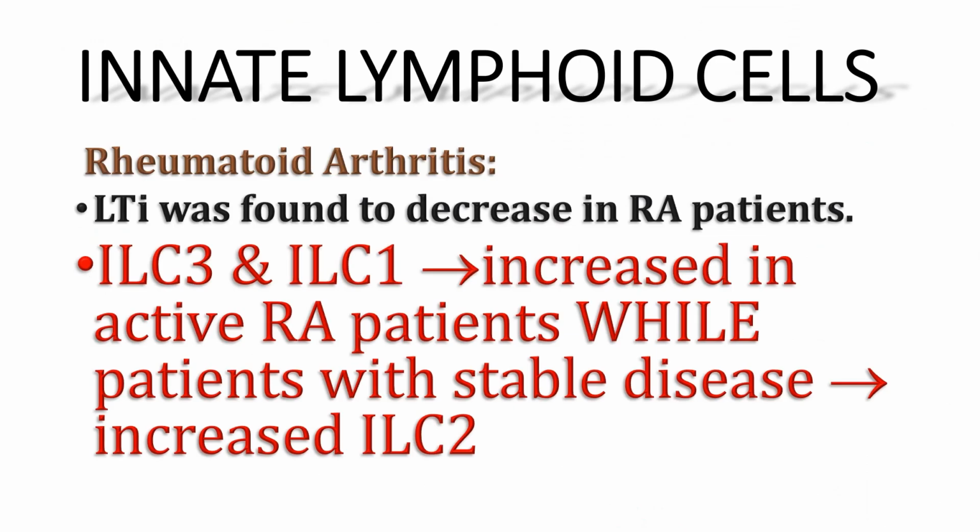As regards the role of innate lymphoid cells in rheumatoid arthritis, in some research they found that lymphoid tissue inducer cells were decreased in rheumatoid arthritis patients, while innate lymphoid cells type 3 and 1 were increased in rheumatoid arthritis patients in active disease, and in stable disease they found an increase in innate lymphoid cells type 2.